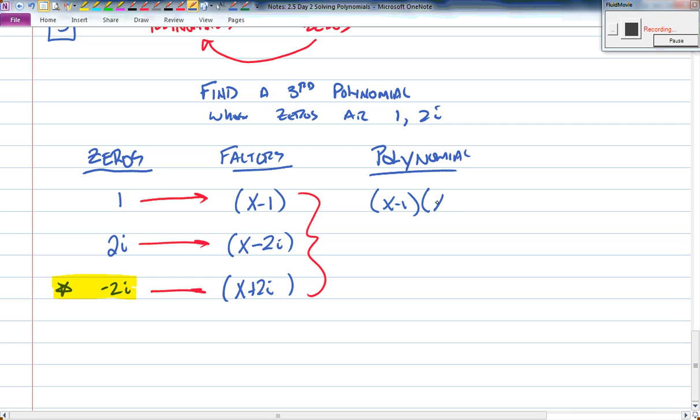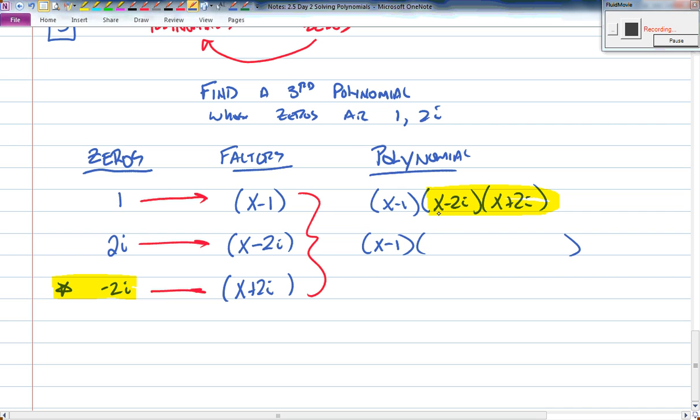x minus 1, x minus 2i, and x plus 2i. Okay? I suggest that we do this part first. Let's do that part first. So on the outside, I'm going to have an x minus 1.